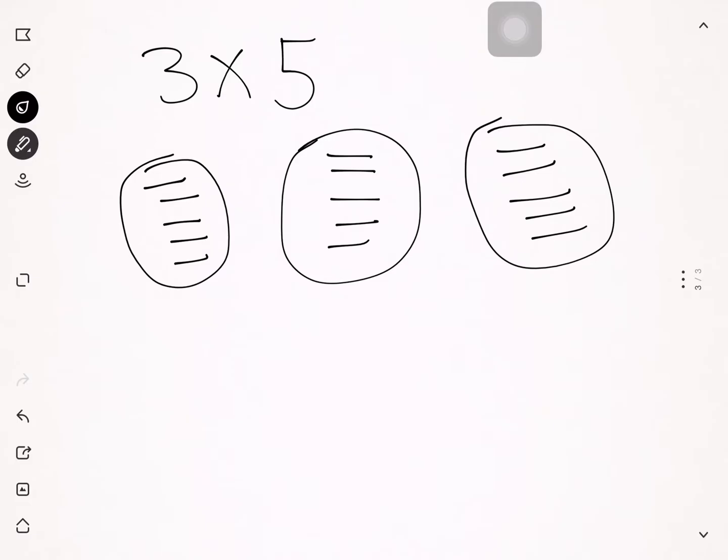But if you keep always drawing visual diagrams, they get to know that, oh, actually 3 times 5 means 3 groups of 5. So they can get it into their head. And 3 times 5 is also equal to 5 times 3.